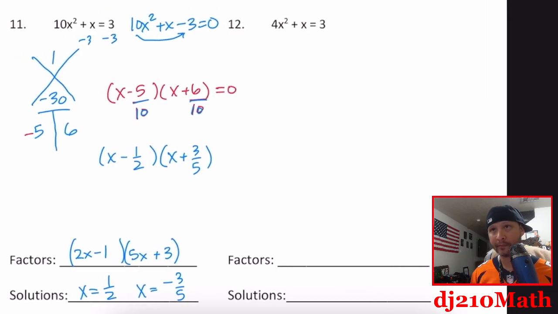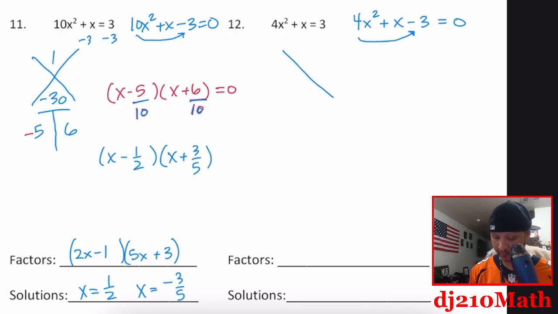Number 12. Again, same idea. This needs to be equal to 0. So 4x squared plus x minus 3 is equal to 0. All I did was subtract the 3 over. No GCF. So we multiply 4 times negative 3. This makes negative 12.